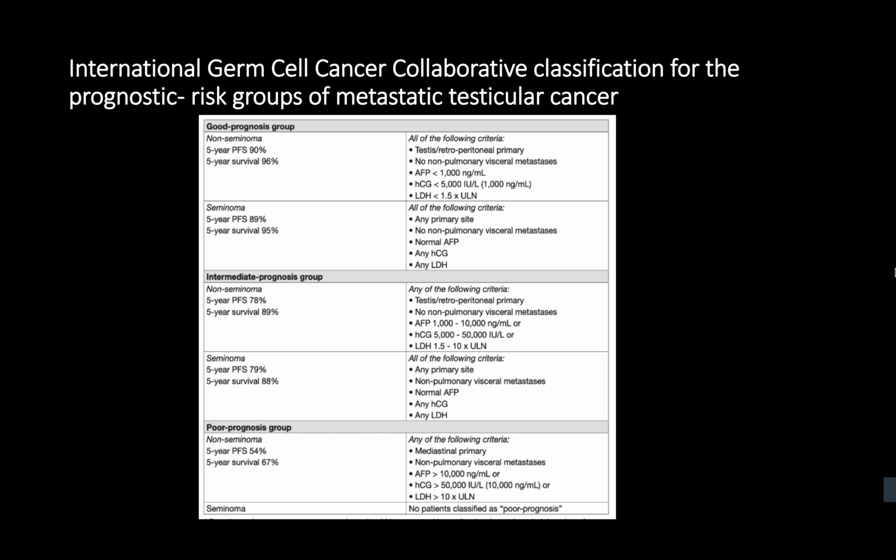The moderate or intermediate prognosis for seminoma is if there is non-pulmonary visceral mets, with any primary, testicular or extratesticular, and any LDH and beta HCG. For the patient with a good prognosis, usually we give 3 cycles of BEP. For the patient with intermediate prognosis, we give 4 cycles of BEP. Okay.